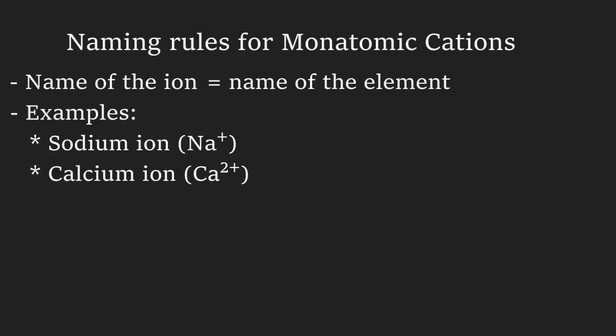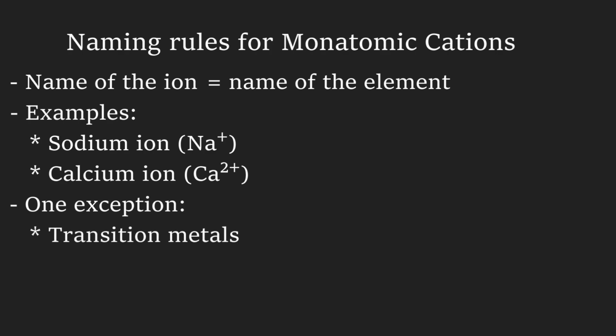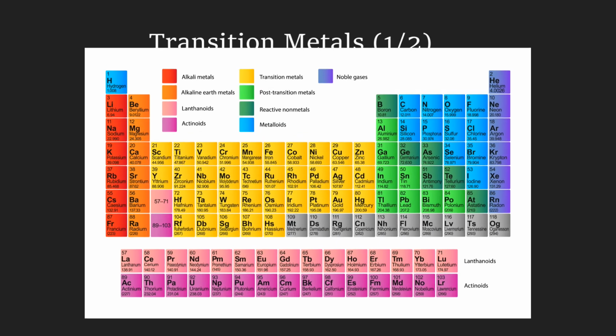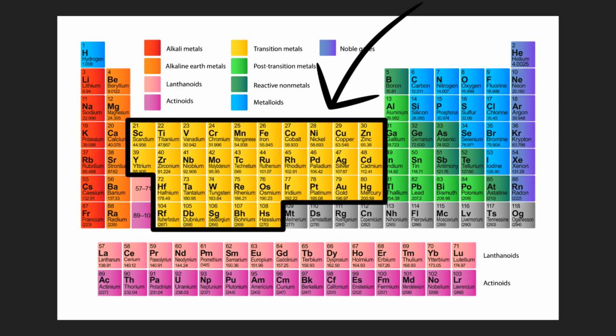This is true across the board, but there is one important exception to this rule. This exception applies to one particular group of elements where the naming rules are a bit different, and this is the group of elements called transition metals. As you might recall, there is a group of elements in the central block of the periodic table of elements that is called transition metals, and they include, for example, iron, copper, and gold.